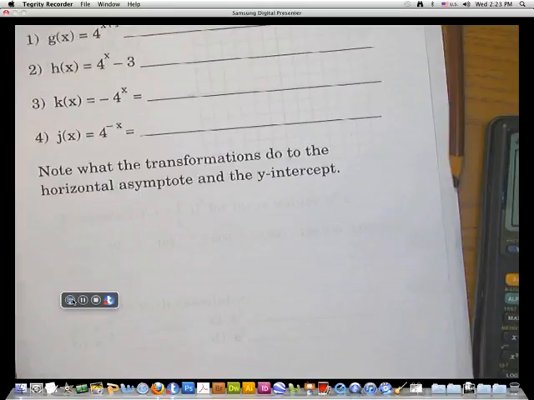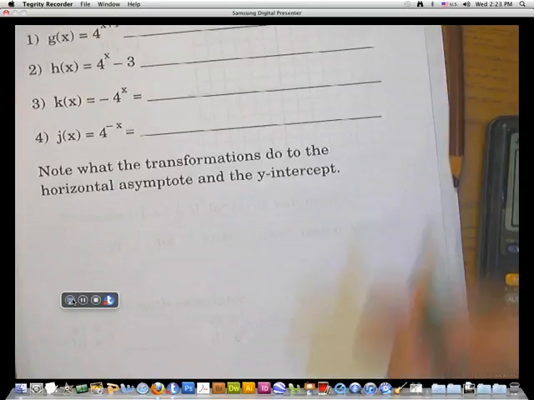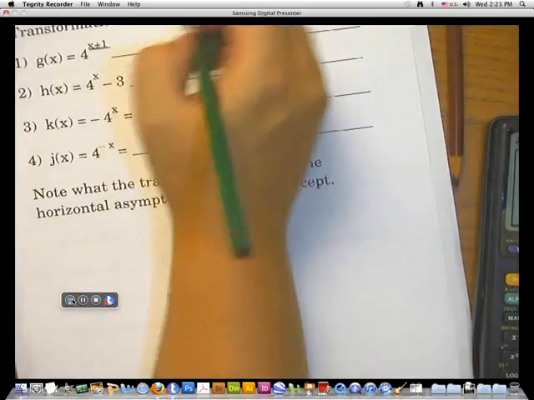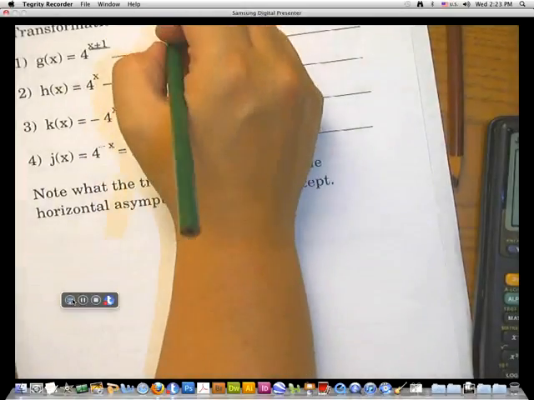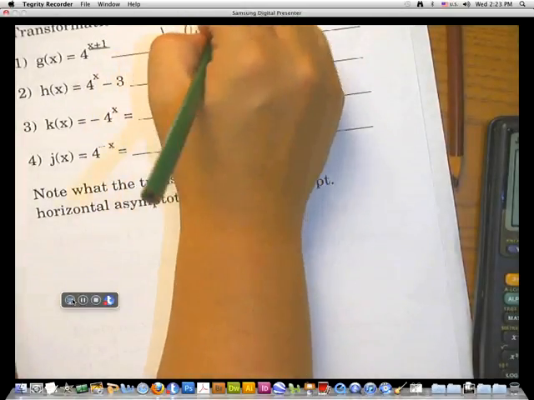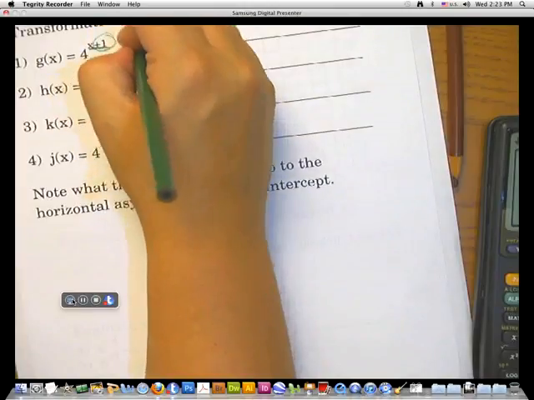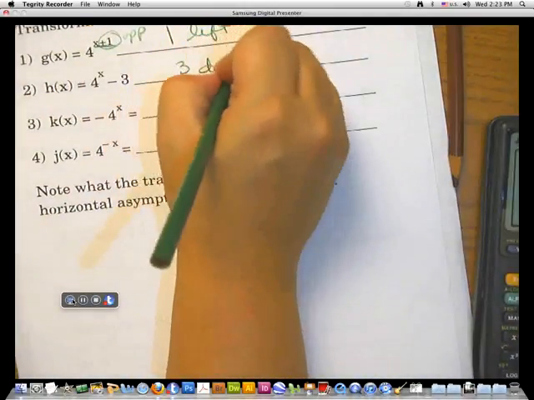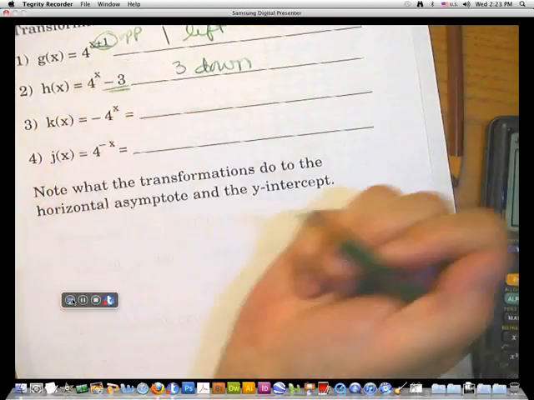Alright, f of x equals 4 to the x. We're going to do some movements with it, just like we've done with all of our graphs. If the 1 is with the x, that means we're going to have x movement, that we are going to be going 1 to the left because we're going to do opposite. We're going to do 3 down because that's our k.